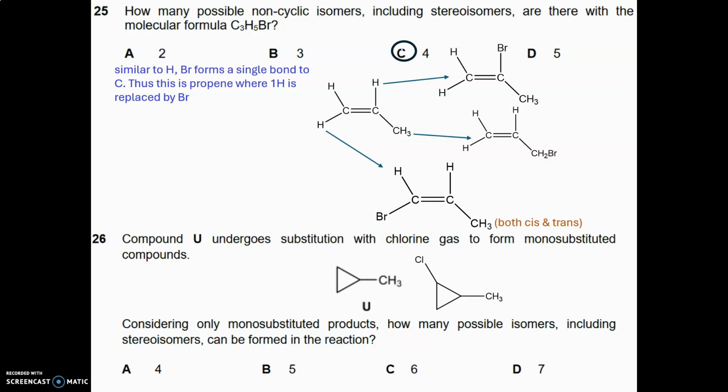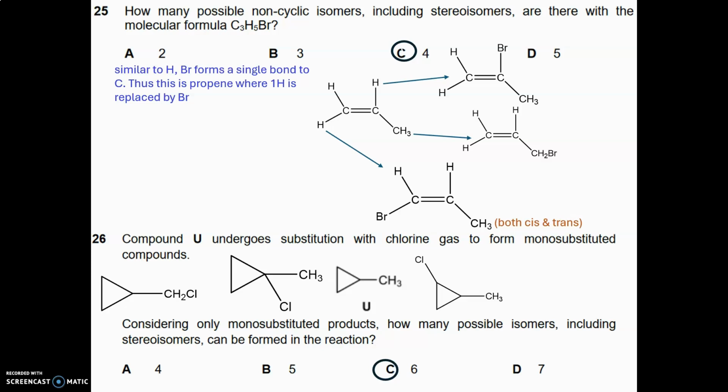Next, compound U undergoes substitution with chlorine gas to form mono-substituted compounds. So again, you need to find the number of types of H atoms in this molecule U. So the answer is 6. So firstly, if I replace one of the H's on the methyl group with a Cl, I get this isomer. Secondly, the carbon which bears a methyl group also still contains a H. So I can replace the H with a Cl to get the second isomer.